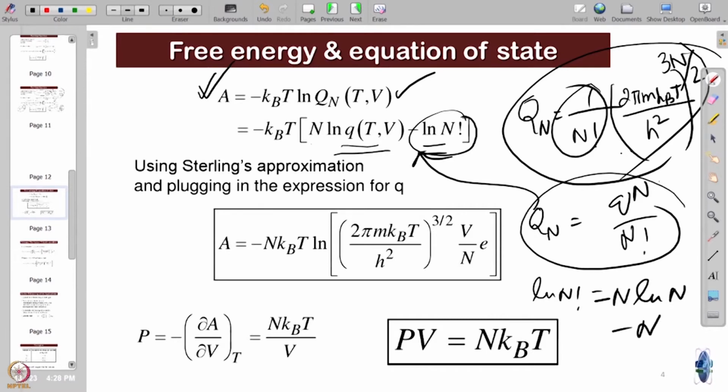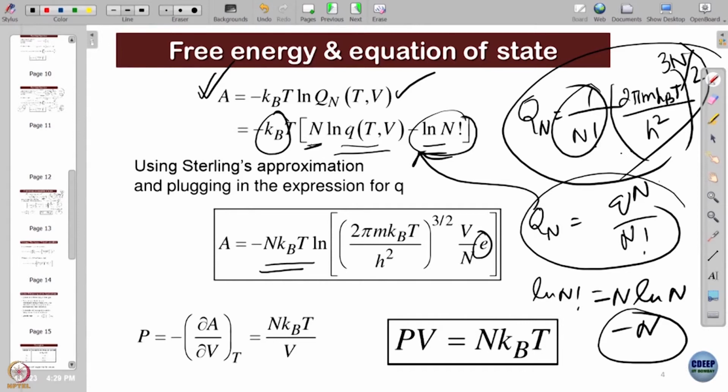If we do that, this minus n actually shows up here as a, and we already have v. So q already has this 3n by 2. I bring that out, so I have n here, and this is only 3 by 2. So n comes out: n kBT here, and Q is q to the power n, that brings in n. So n kBT ln of (2 pi m kBT over h square) to the power 3 by 2, times v.